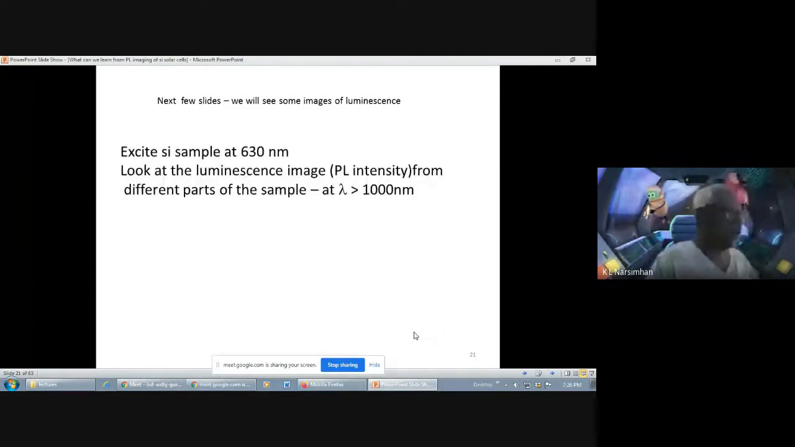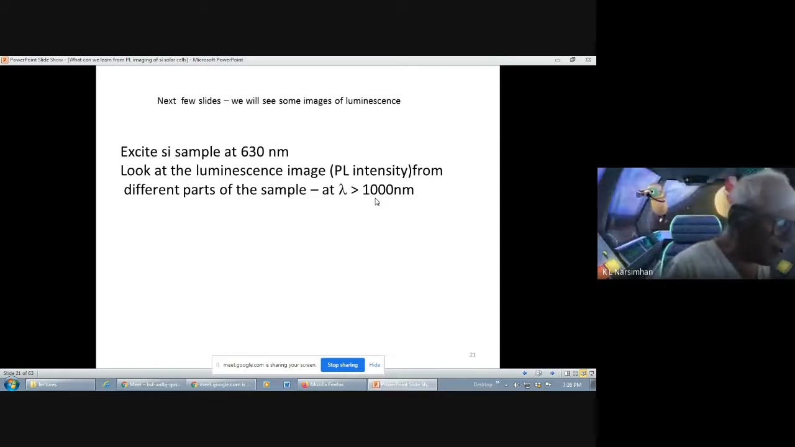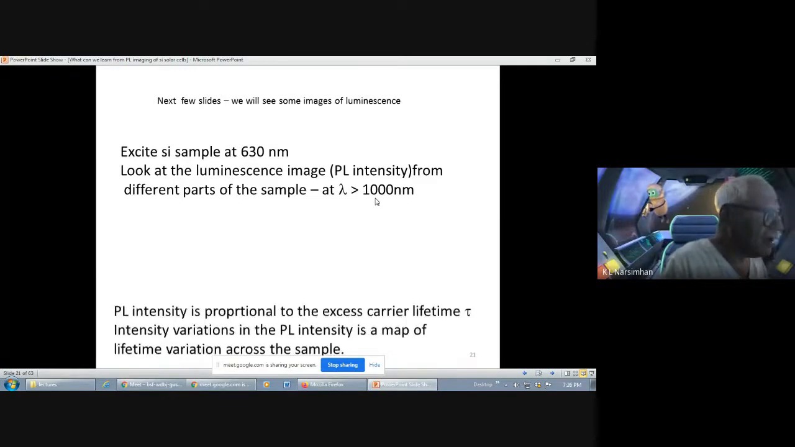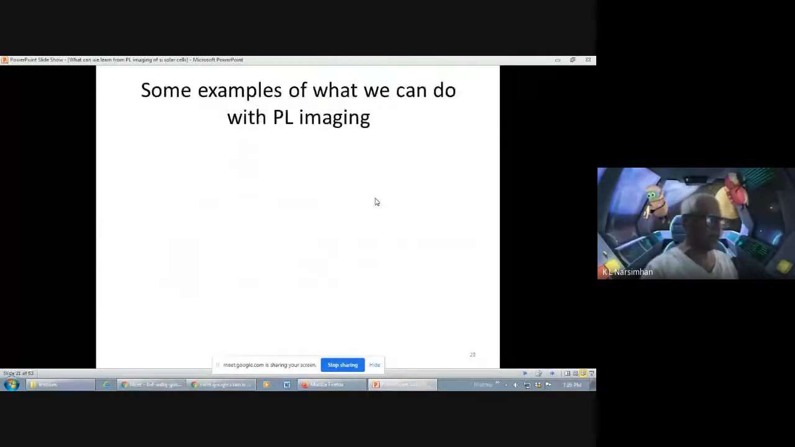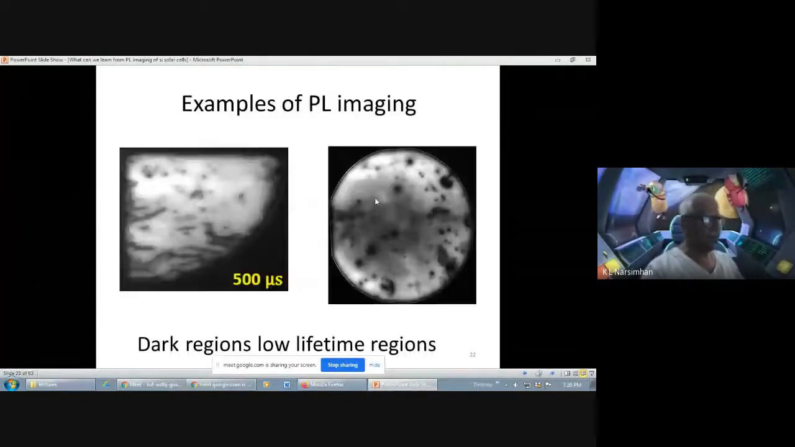Okay, so what do we do? Let me repeat again. I excite the silicon sample at 630 nanometer, and then I look at the luminescence, which starts at 1000 nanometer and goes up to 1100 nanometer. But I have shown you that the camera does not have much response there, and the PL intensity is proportional to the excess carrier lifetime. So if the intensity of the PL varies across the sample, that's a measure of the lifetime variation across the sample.